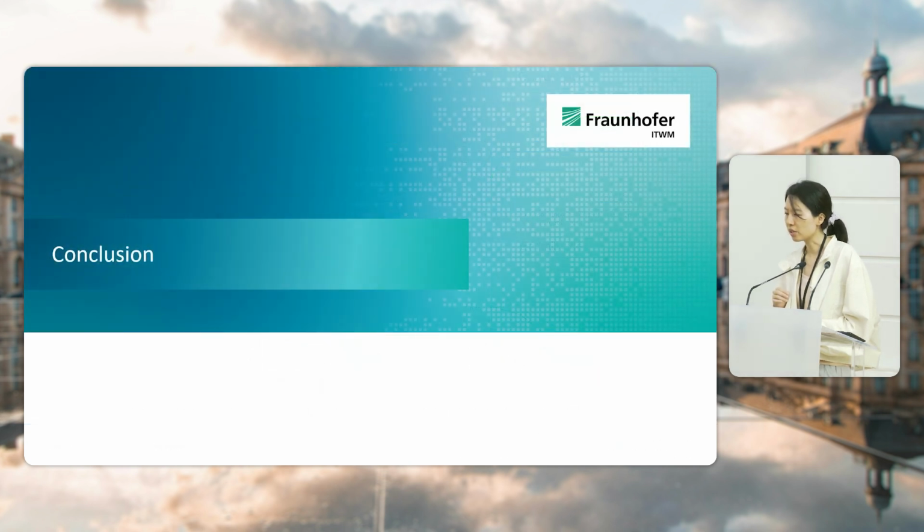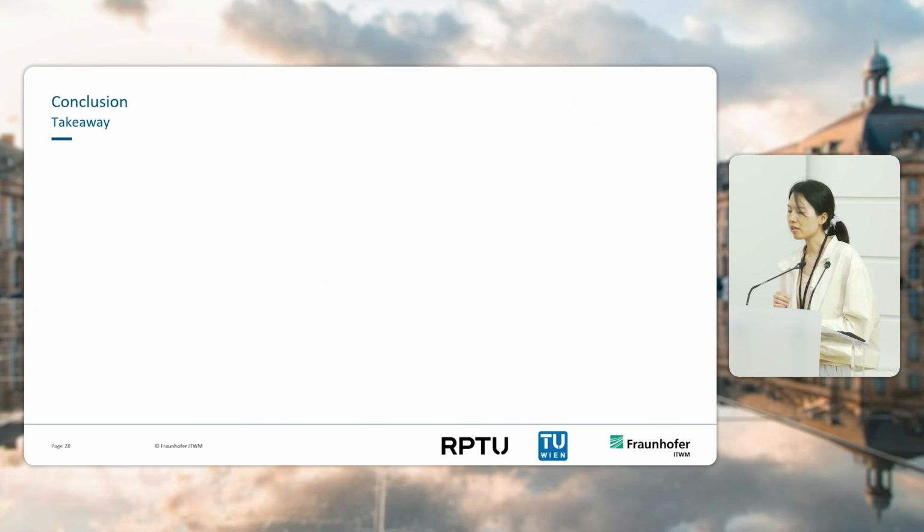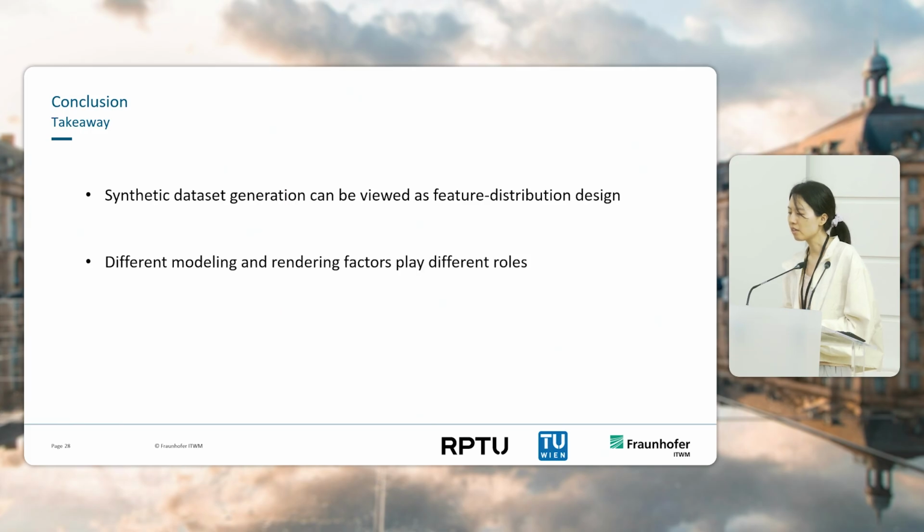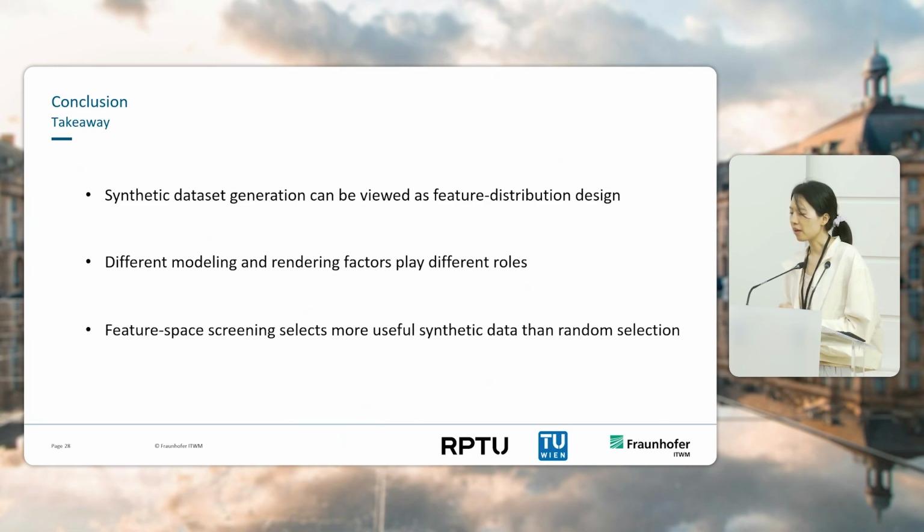Then let's do the conclusion. There are 3 categories. First, synthetic dataset generation can be viewed as a feature distribution design problem, rather than simply maximizing the visual fidelity. Second, different modeling and rendering factors play different roles in shaping that feature distribution. Finally, compared with random selection, feature space screening selects more useful synthetic data for downstream training.